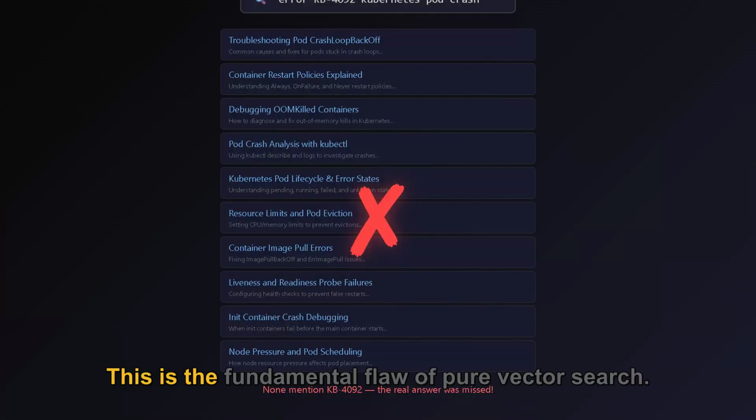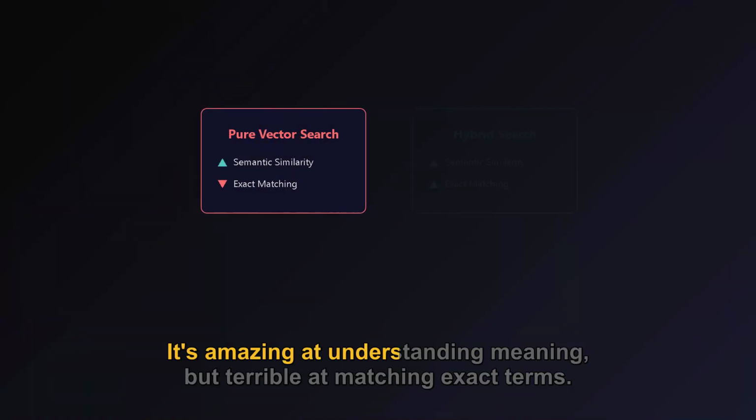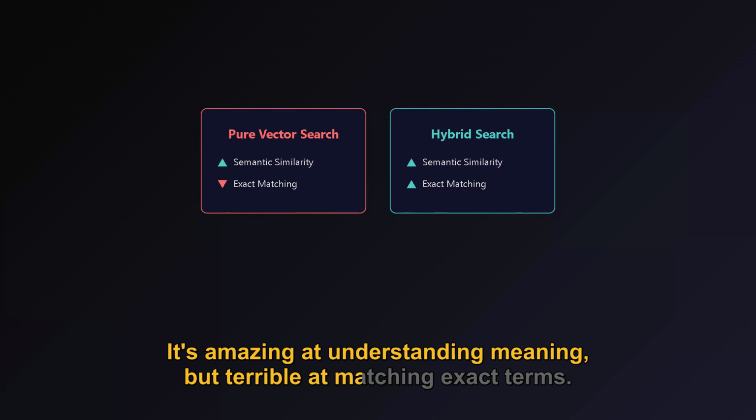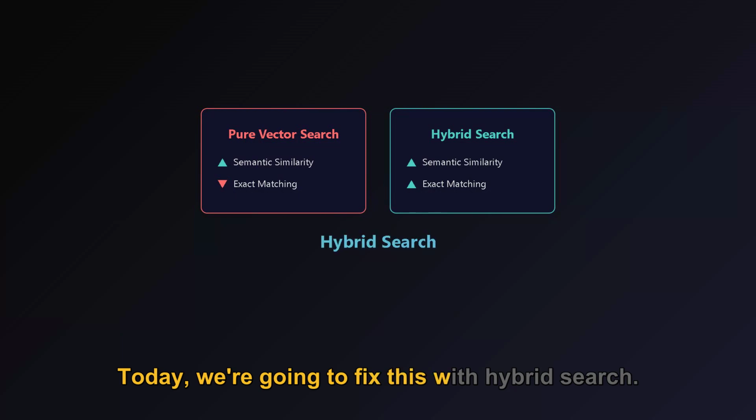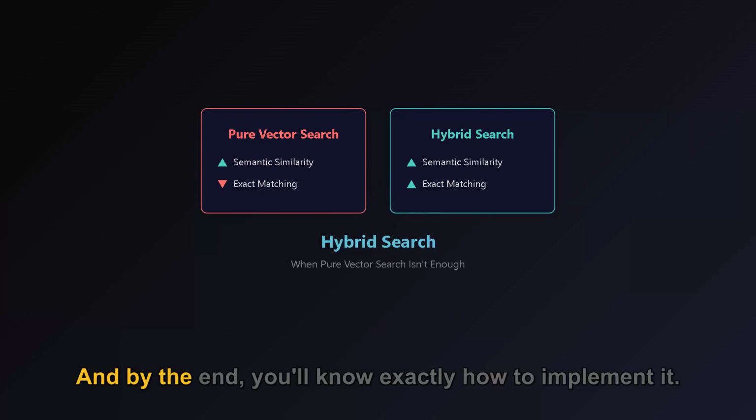This is the fundamental flaw of pure vector search. It's amazing at understanding meaning, but terrible at matching exact terms. Today we're going to fix this with hybrid search, and by the end, you'll know exactly how to implement it.